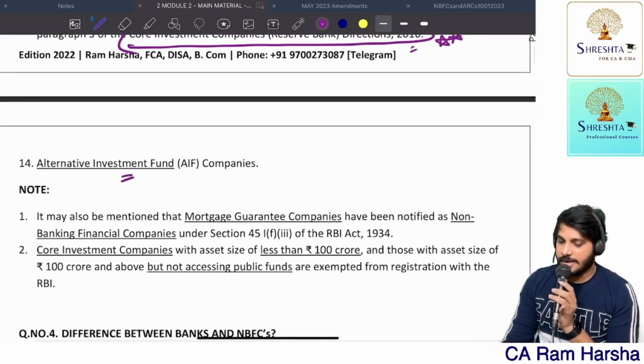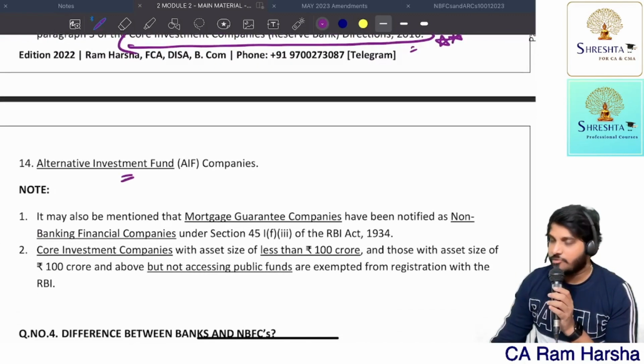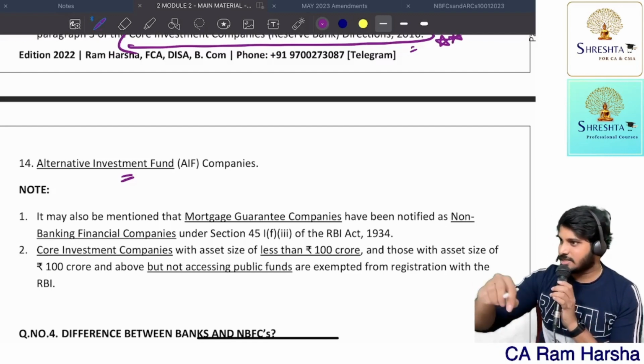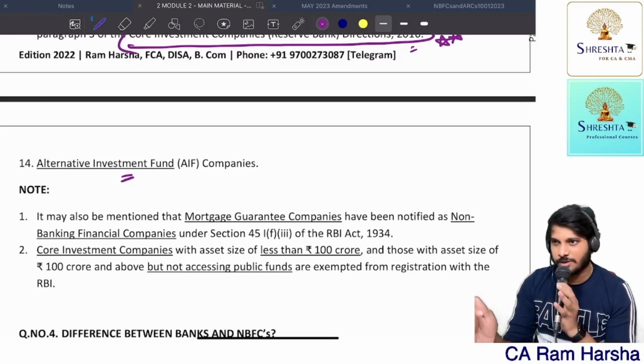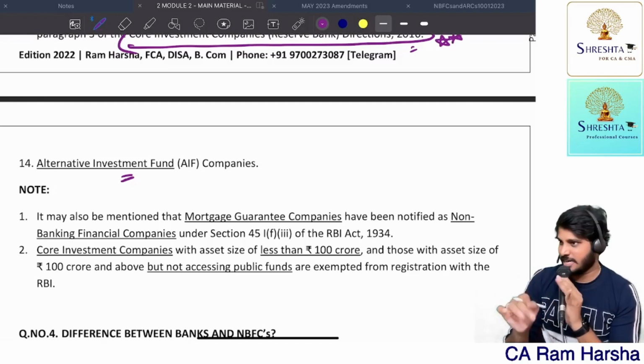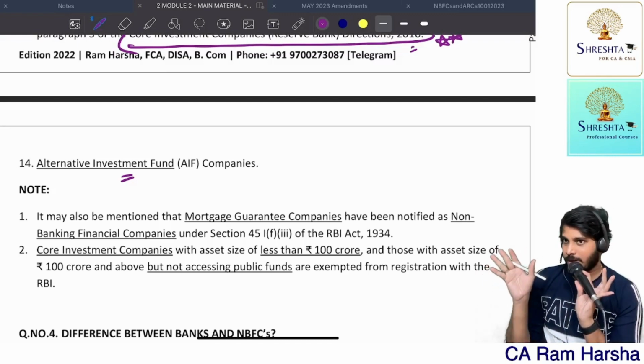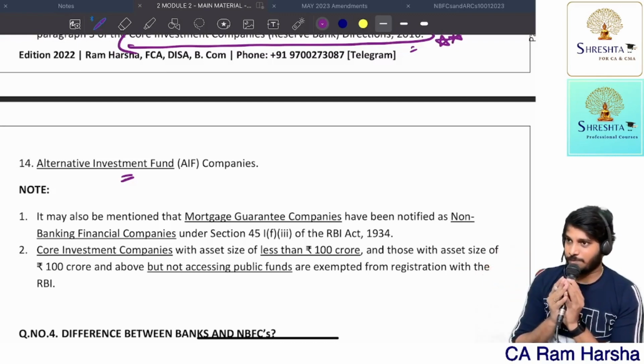Then alternative investment fund. If you want to understand what these are, you can Google it very easily. Instead of discussing it in class, just search what is an alternative investment fund, and you will get a definition. On Investopedia, a clear-cut definition, and some examples you will find. It's very easy. Now, in the exam, how can a question come?